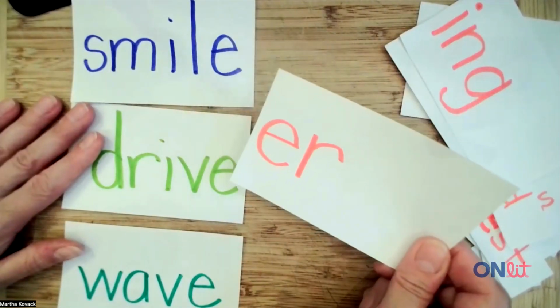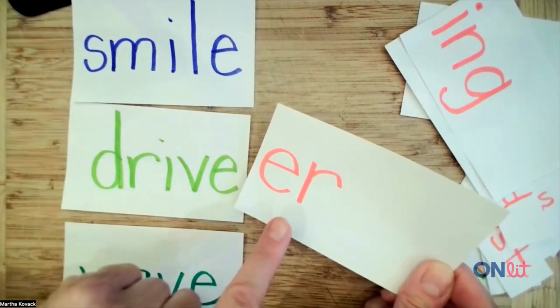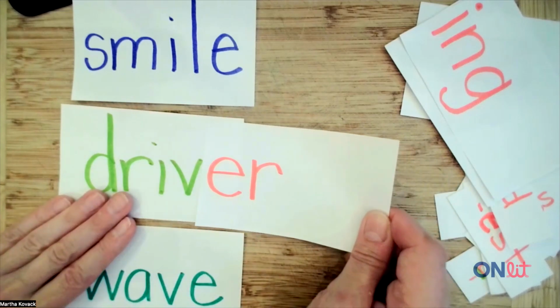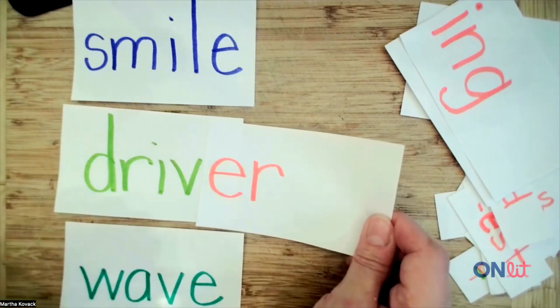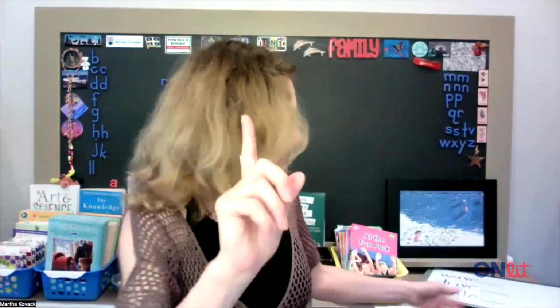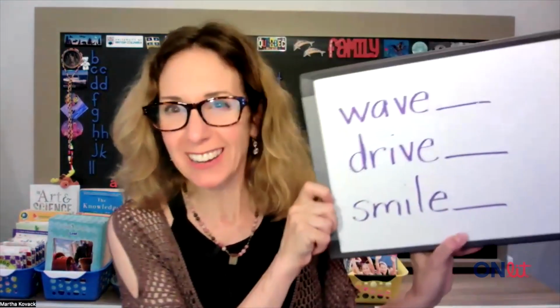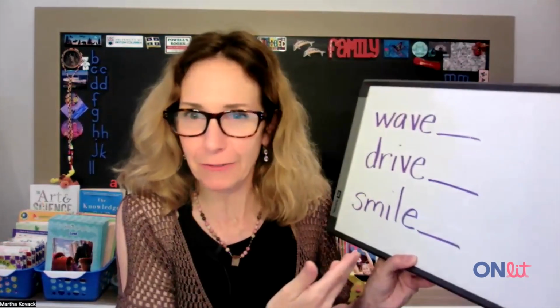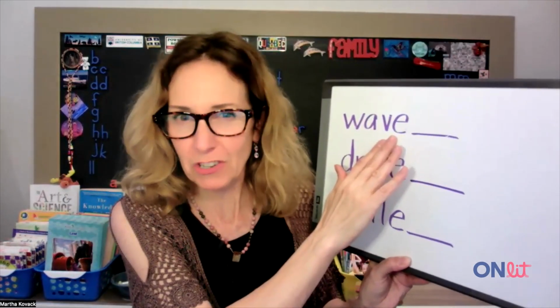You can even introduce a new suffix, which means one who or that which. One who drives is a driver. Take off the E, and you get driver. You also have to make sure that they're writing lots and lots of words. This is where it's going to all get solidified. So does wave, how do we change wave to waving?